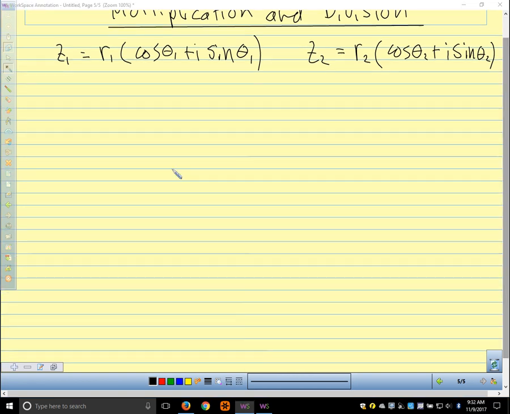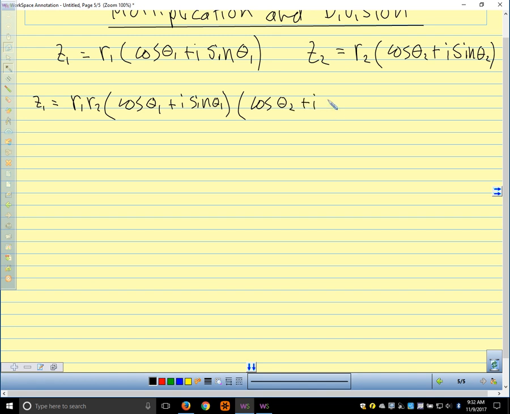So make sure you start kind of on the far left side of your paper, because there's some writing that we have to do here. So we're going to multiply these together. So the numbers R1 and R2 are just real numbers. They're just the magnitudes of these things. So they just end up getting multiplied together. R1 R2 times cosine theta 1 plus i sine theta 1 times cosine theta 2 plus i sine theta 2.